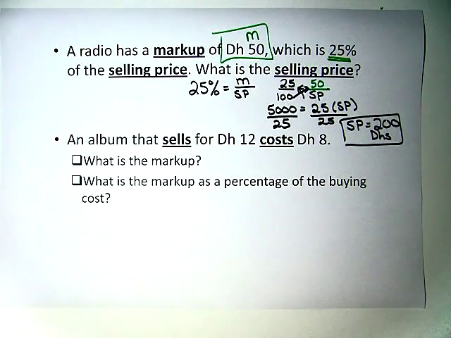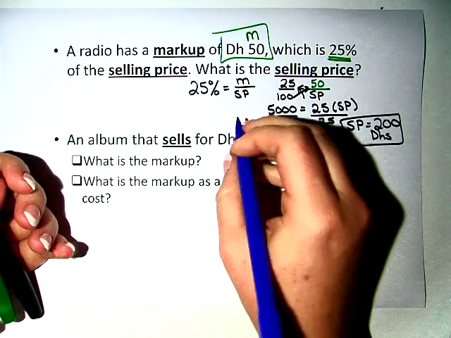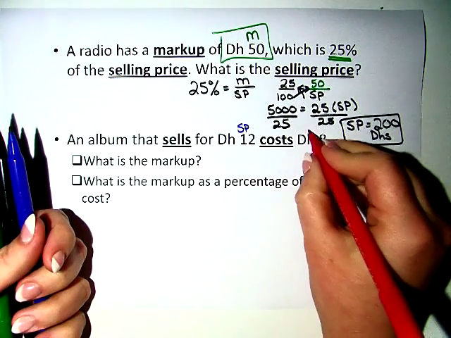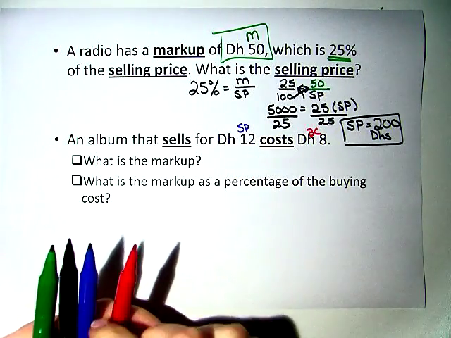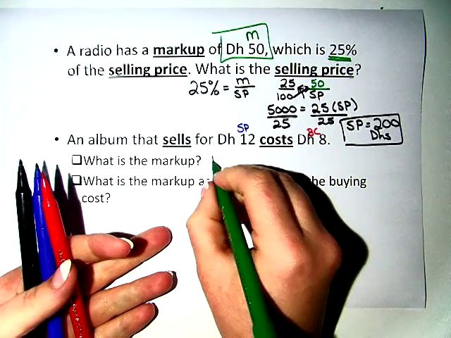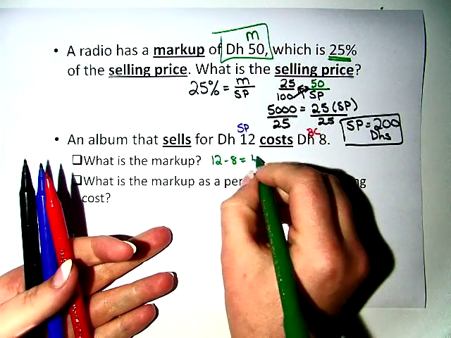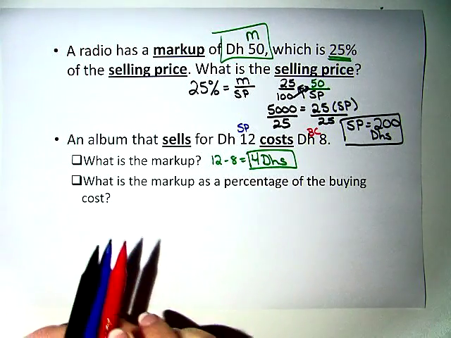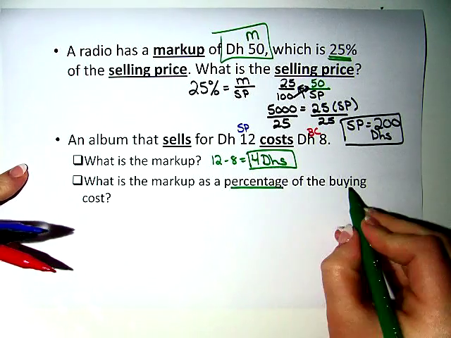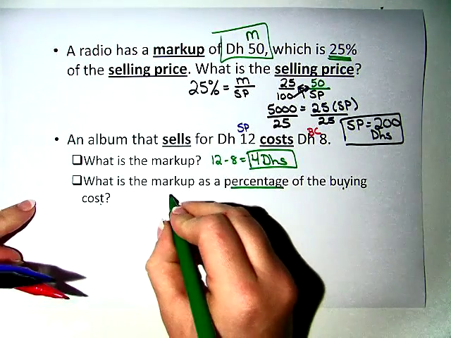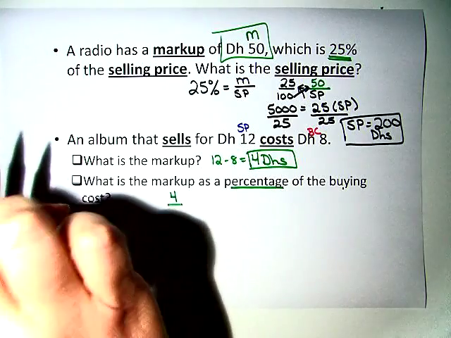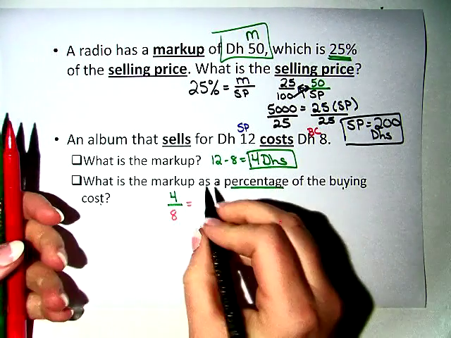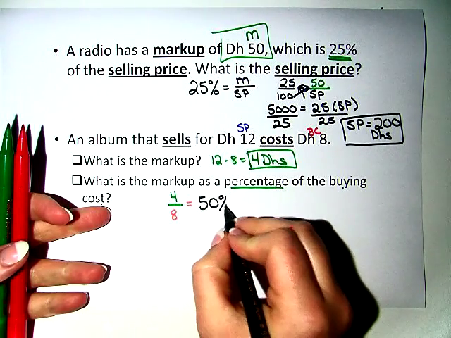Okay, let's try this one. An album that sells for 12 dirhams, selling price, costs 8 dirhams, buying cost. What is the markup? Okay, so if we take 12 minus 8, we get 4 dirhams. So there's the markup. What is the markup as a percentage of the buying cost? Okay, so now I know I need to do 4 and put it over my buying cost, which is 8. And that gives me a markup of 50%.